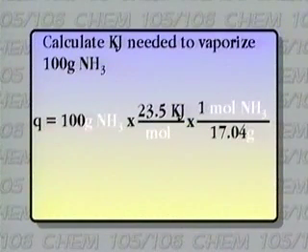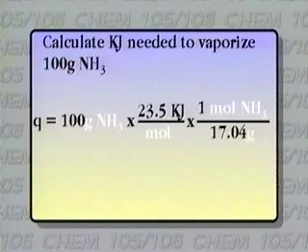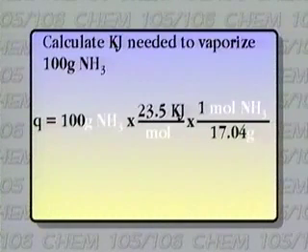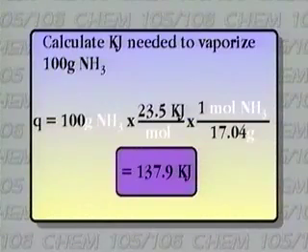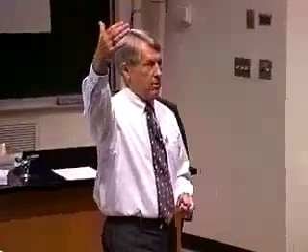Well, let's see. We would have 100 divided by 17.04 and multiplied by 23.5. We would have 137.9 kilojoules of energy to convert 100 grams to its vapor, or vice versa. If 100 grams of ammonia condensed, we would get that amount of energy released.